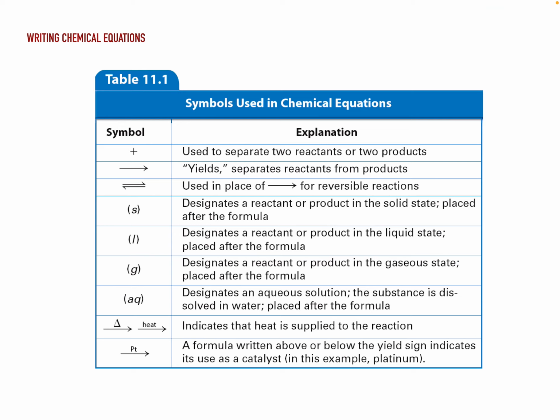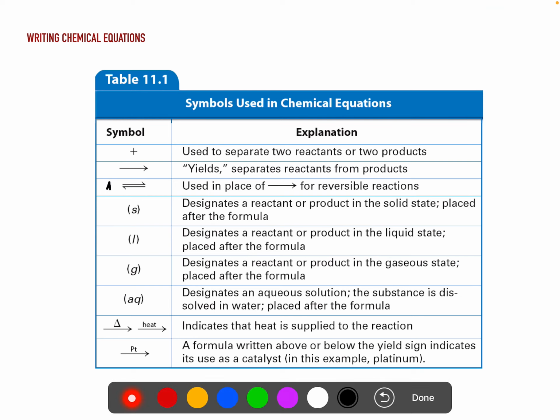These are some symbols that you should be familiar with. Obviously, the plus sign, the arrow. This right here is a double arrow. That's for reversible reactions, or reactions at equilibrium. We'll talk about that a lot more in AP chemistry. These symbols represent the phase. So if something's a solid, liquid, gas, or aqueous means dissolved. That just tells you what's going on with that substance.